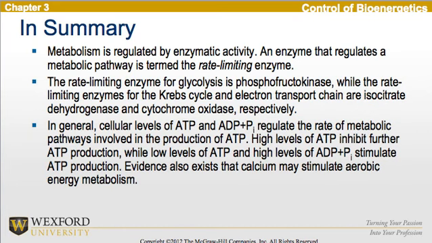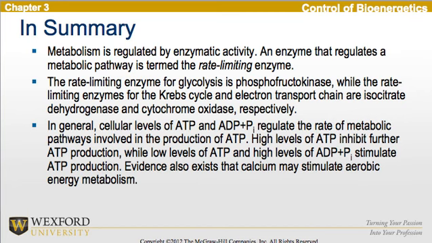So in summary, metabolism is regulated by enzymatic activity. An enzyme that regulates a metabolic pathway is termed the rate-limiting enzyme. The rate-limiting enzyme for glycolysis is phosphofructokinase, while the rate-limiting enzymes for the Krebs cycle and the electron transport chain are isocitrate dehydrogenase and cytochrome oxidase, respectively.